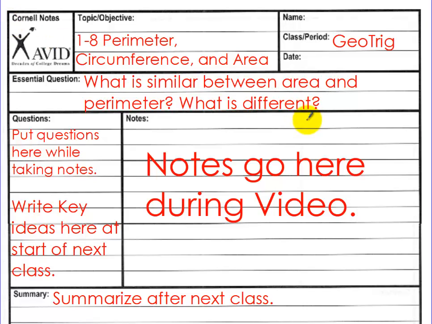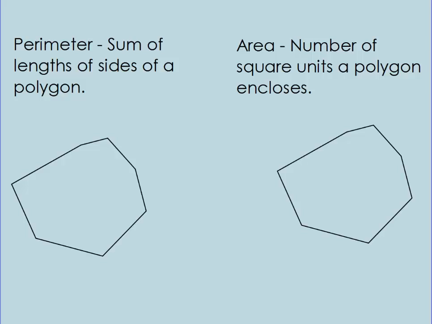Welcome, GeoTrig. This is section 1.8, perimeter, circumference, and area. The essential question is, what is similar between area and perimeter? What is different? Let's begin.